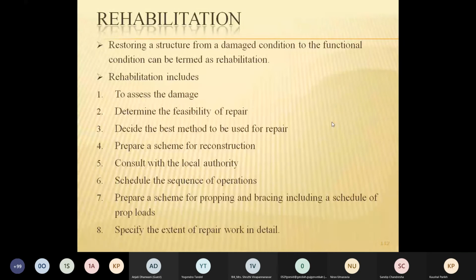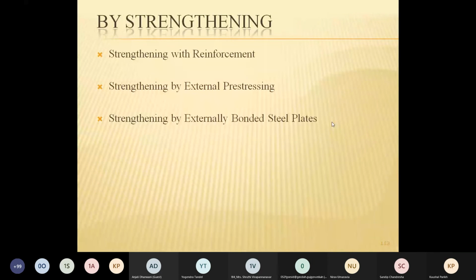Now let us go to the next terminology, that is rehabilitation. Restoring the structure from a damaged condition to a functional condition can be termed rehabilitation, which includes what? First is the assessment of the damage and determination of the feasibility of repair. Then we have to decide the best method required for repair, prepare a scheme for reconstruction, and finally prepare a scheme for propping and bracing, including the schemes for proper loads. Strengthening is done by means of reinforcement, external pre-stressing, or externally bonded steel plates.